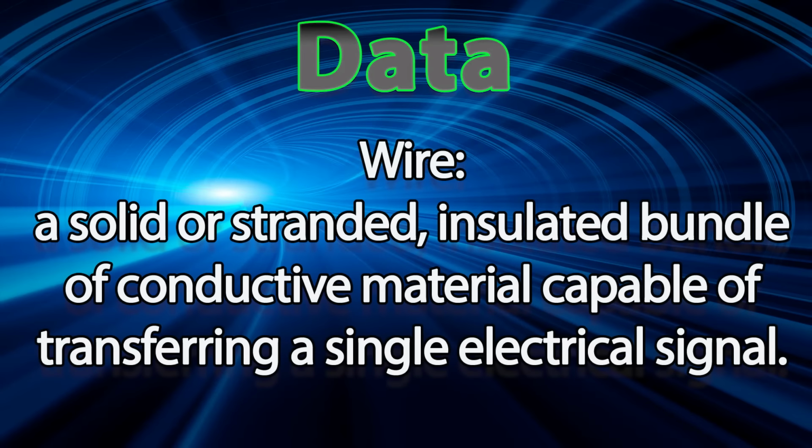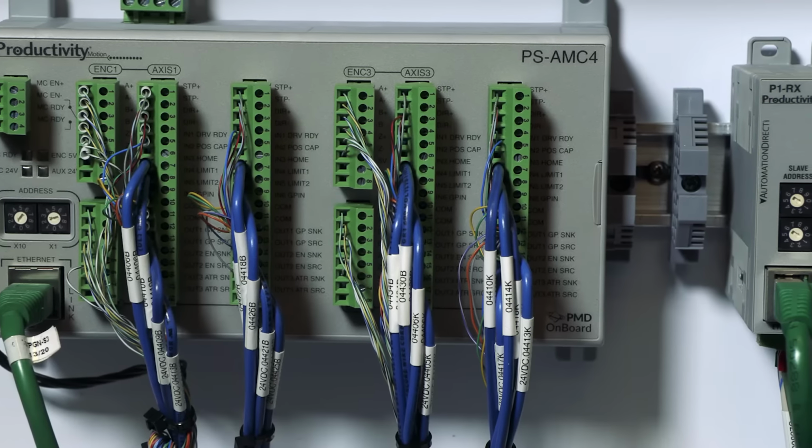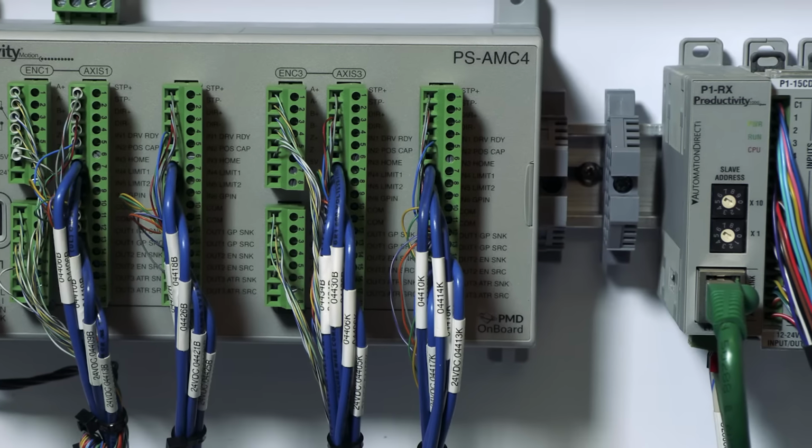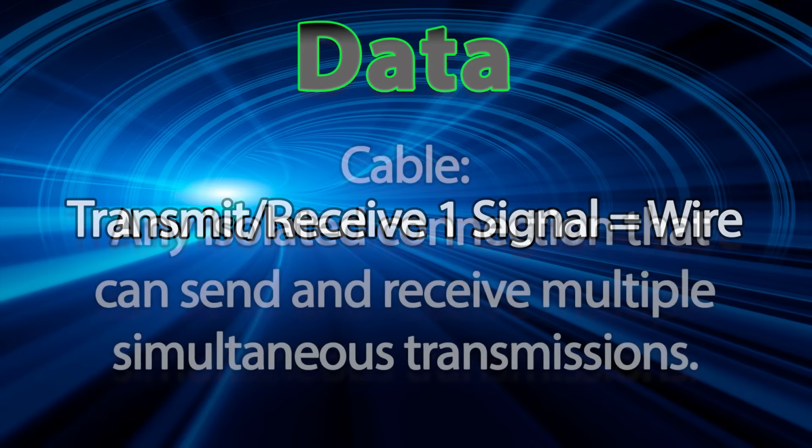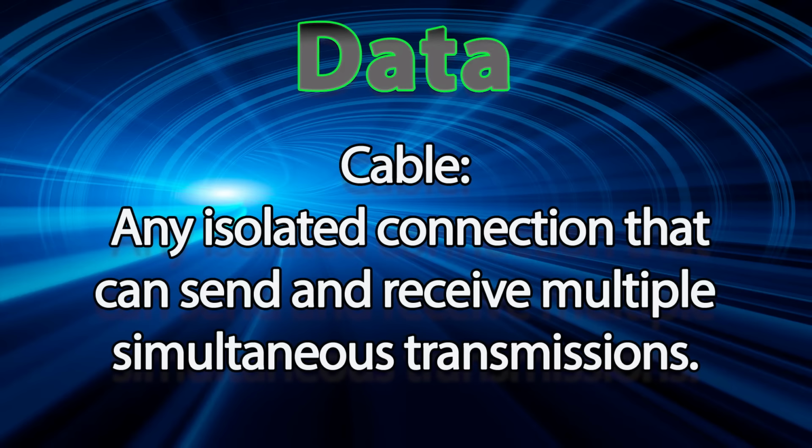Wires are typically defined as a solid or stranded, insulated bundle of conductive material capable of transferring a single electrical signal, like a lead wire connecting a PLC's I/O to a device within an enclosure or cabinet. If it can only transmit and receive one single signal at a time, it is a wire. Cables are then defined as any isolated connection that can send and receive multiple simultaneous transmissions. Usually, this means that any insulated bundle of wires is a cable, but not exclusively.